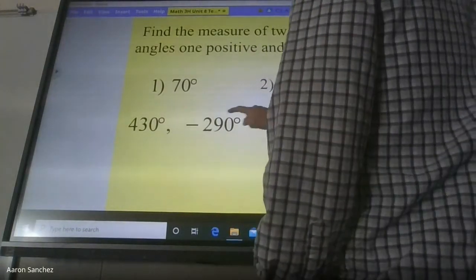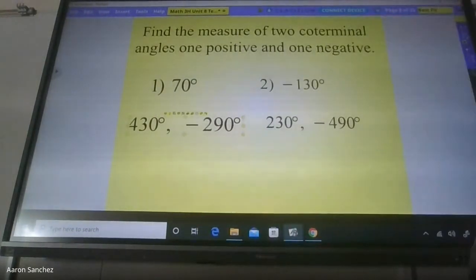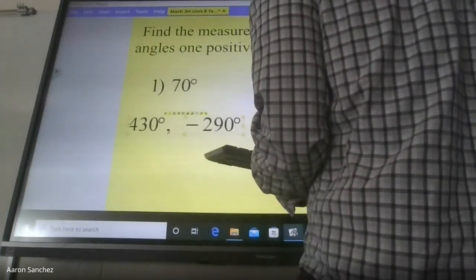Are we going to be able to use calculators? You can use calculators on this one, yes. No graphing calculators, though.